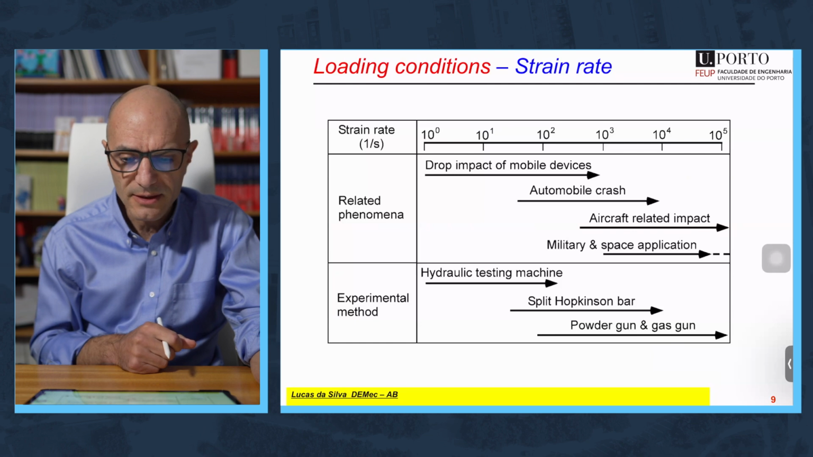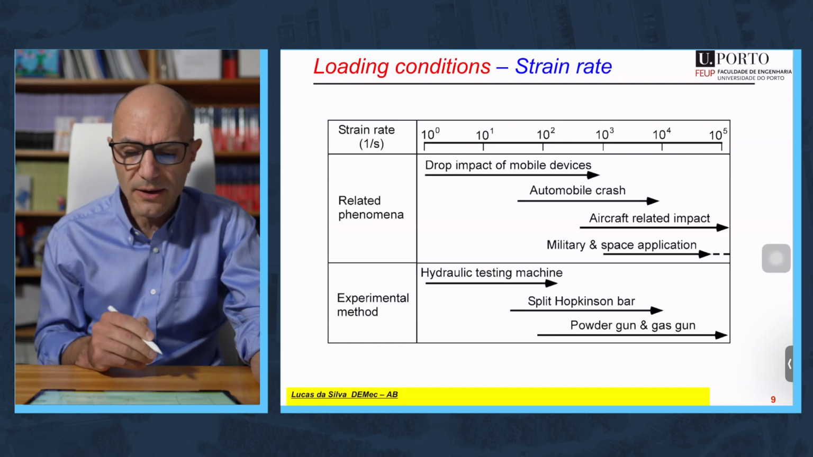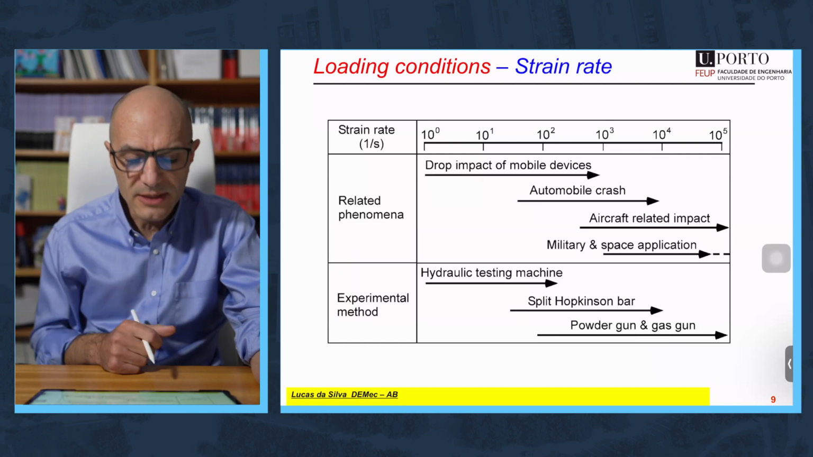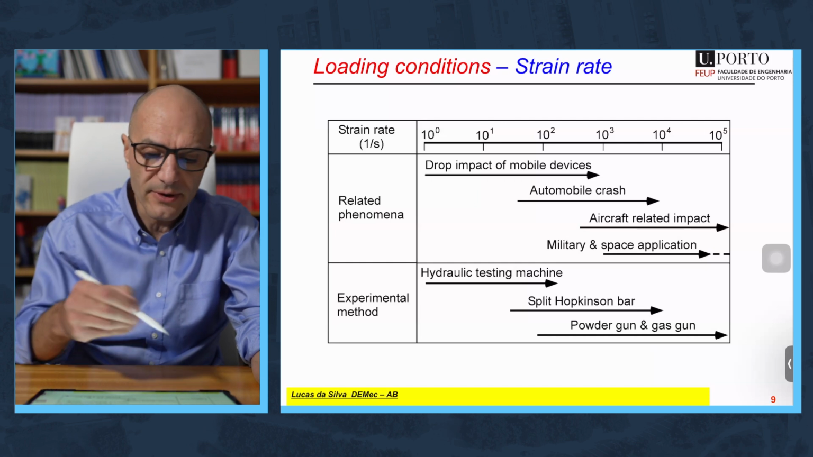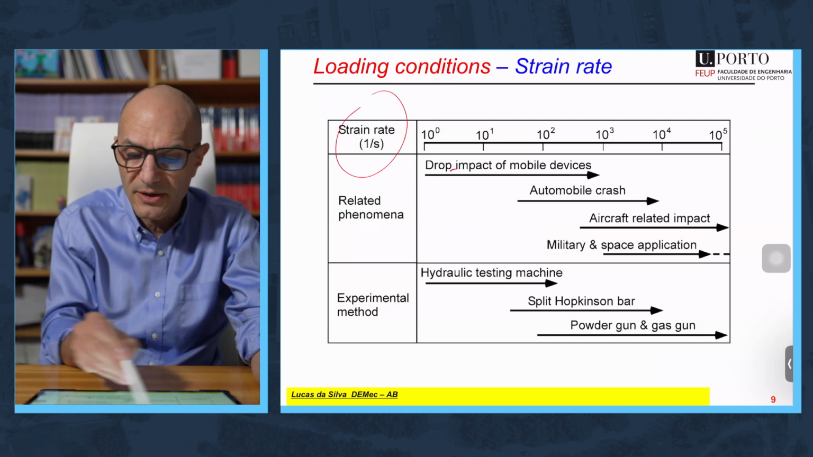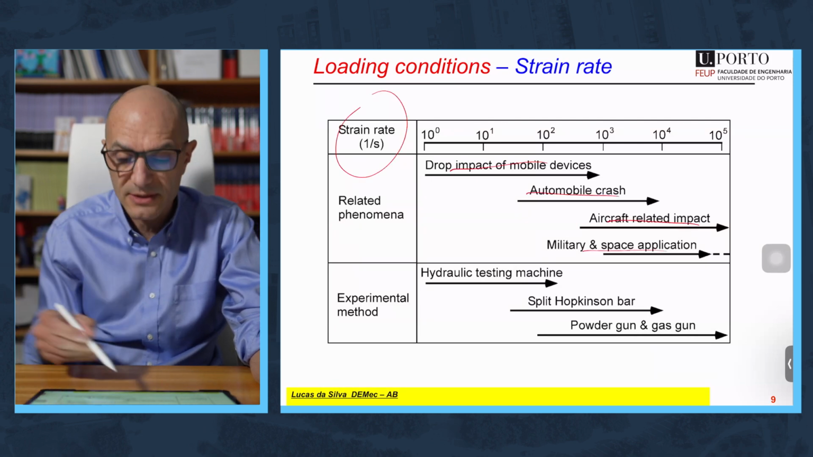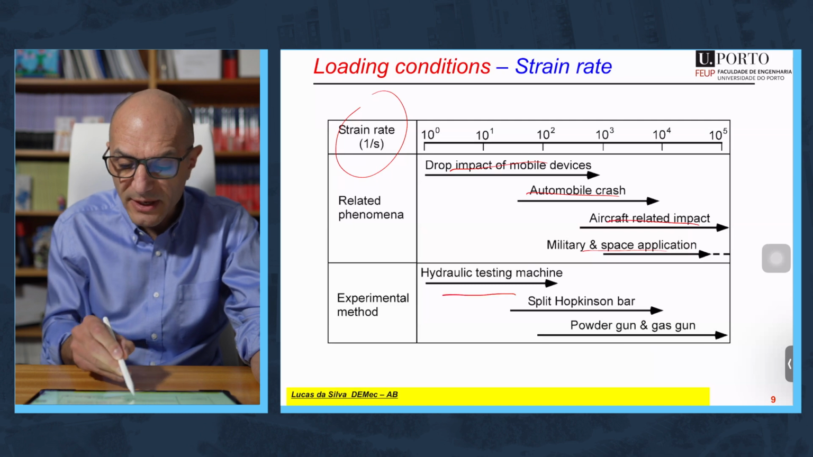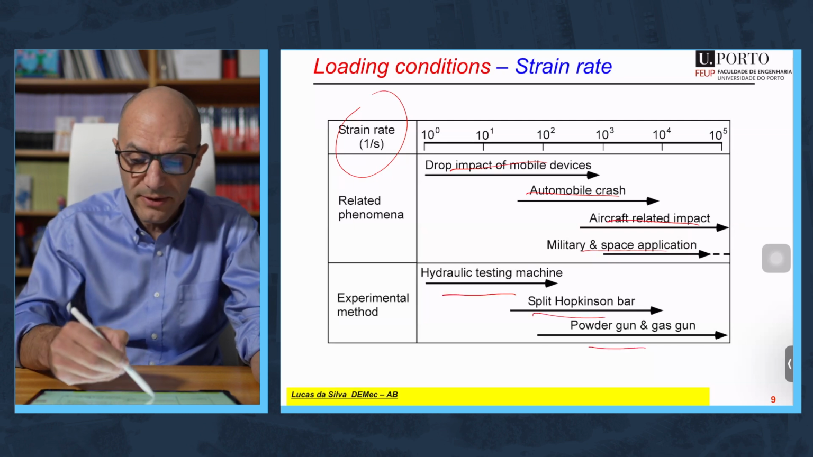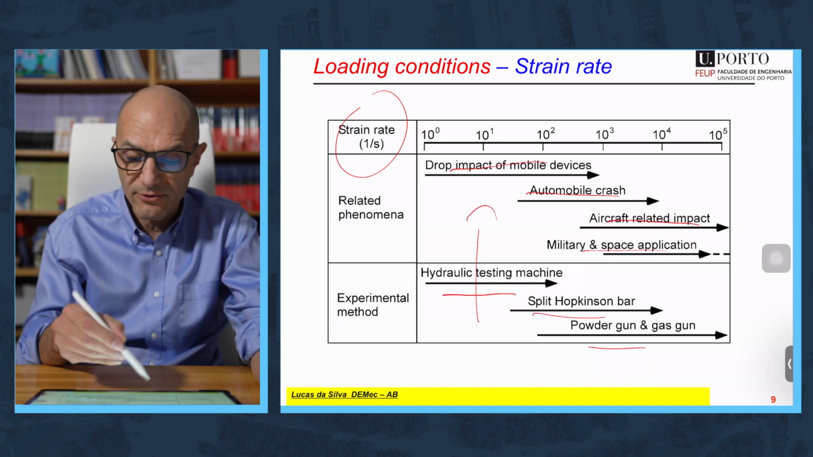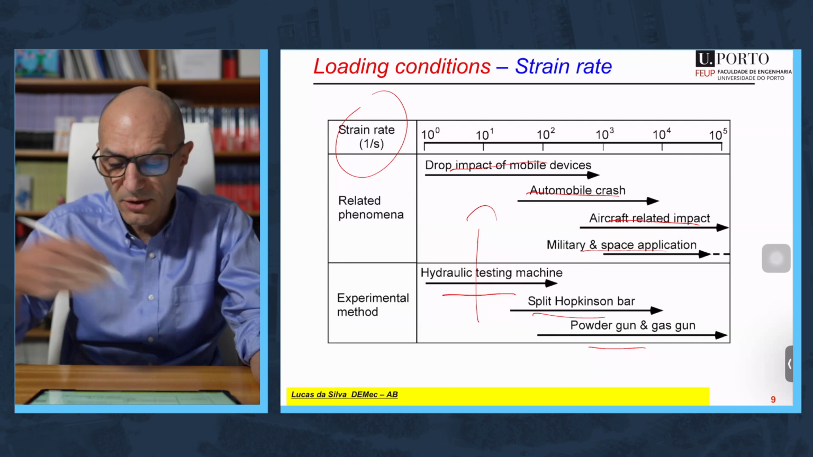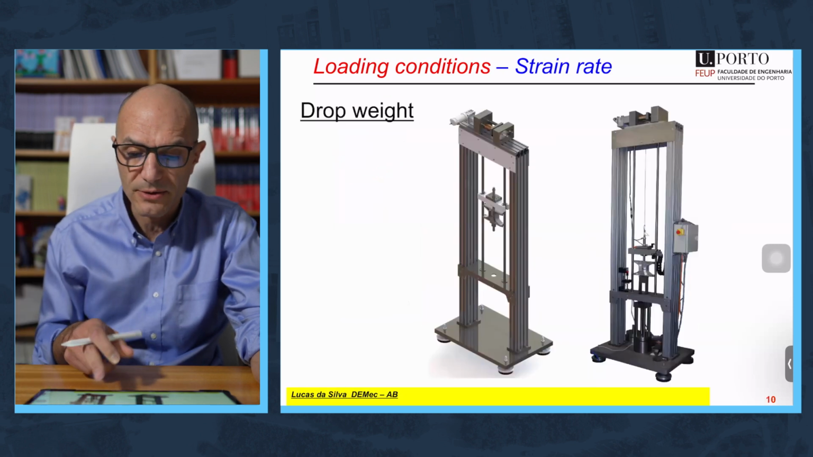In this chart, it's interesting to see which experimental method is adapted for a particular strain rate. You have here different real situations, and the type of test that is recommended for the corresponding strain rate, from hydraulic testing machine up to split Hopkinson bar apparatus.